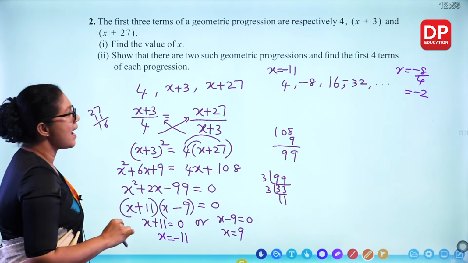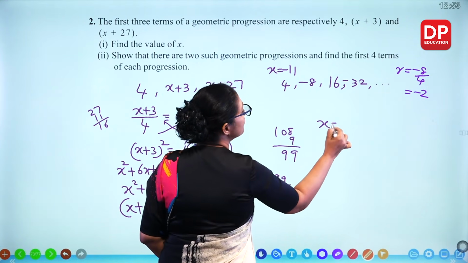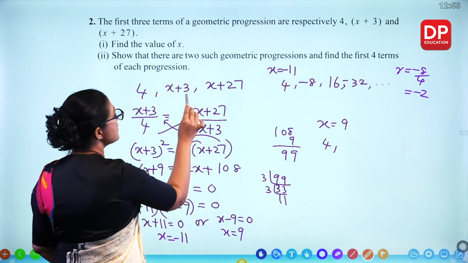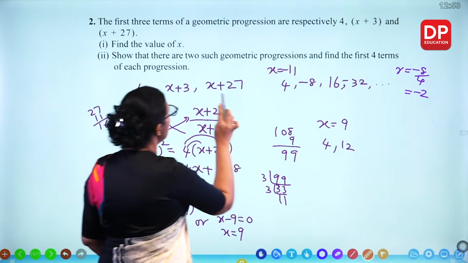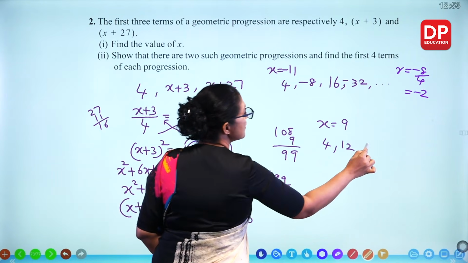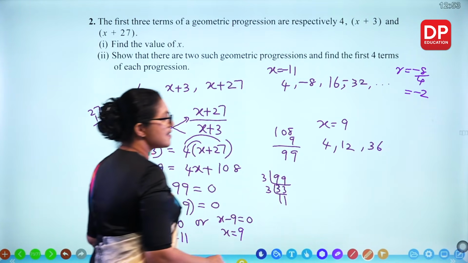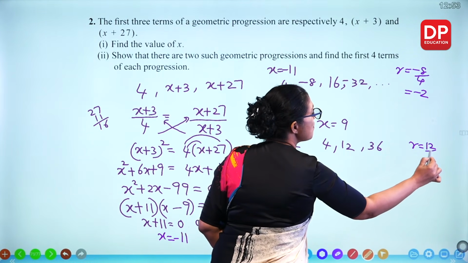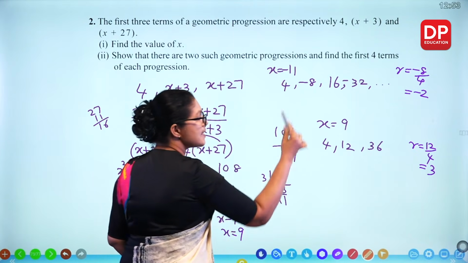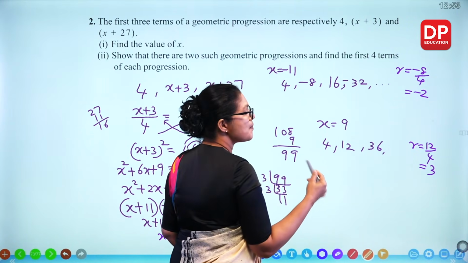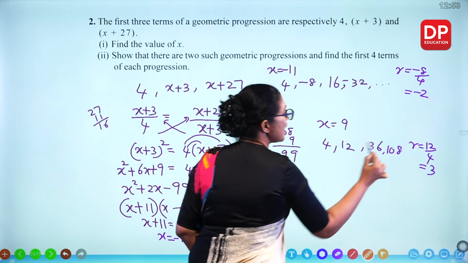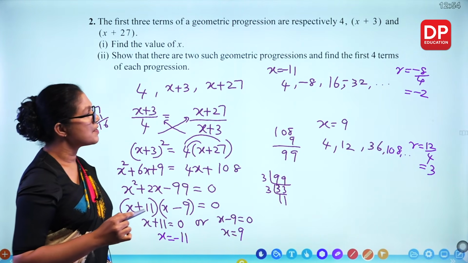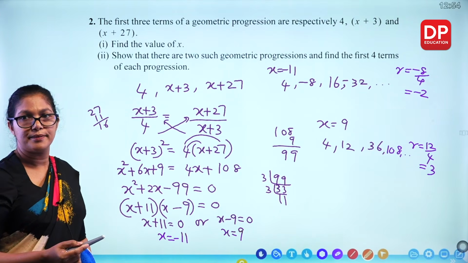If x equals 9, what are the terms? 4, 9 plus 3, 12, 9 plus 27, 36. So that's the sequence. What's the ratio there? The ratio becomes 12 divided by 4, that's 3. So what's the next term? 36 times 3, you get 108. So these are the 4 terms when x equals 9.